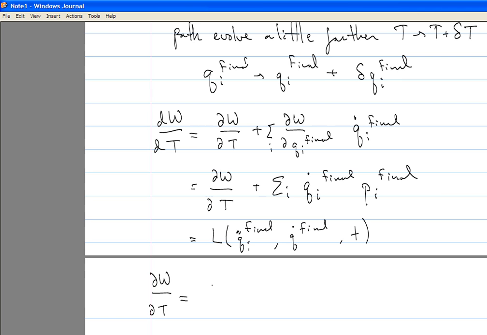So we can reorganize that a little bit, and you see that the partial derivative of the action with respect to T is minus the sum on I, Pi Qi dot, minus the Lagrangian. And of course, I'm leaving off the final subscripts. So these are all evaluated at Q final and P final. Now, hopefully, if I have done my job this semester, you will recognize this particular combination of P's, Q's, and L. This is the Hamiltonian.